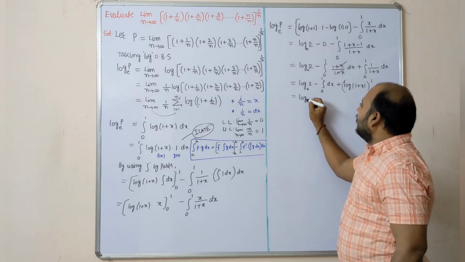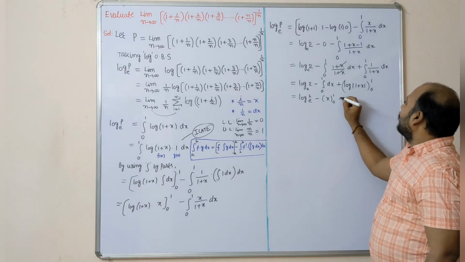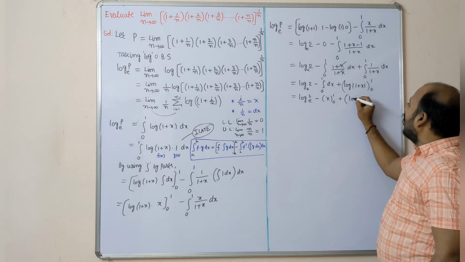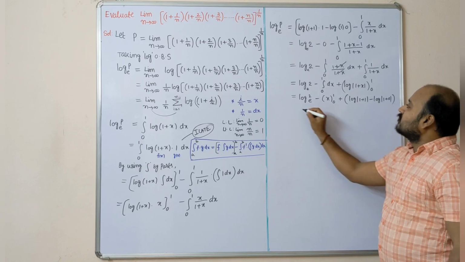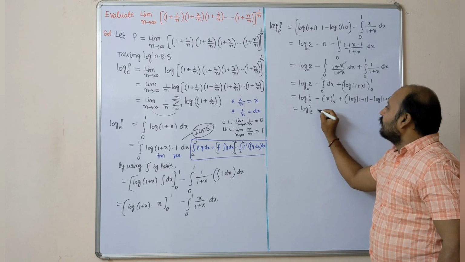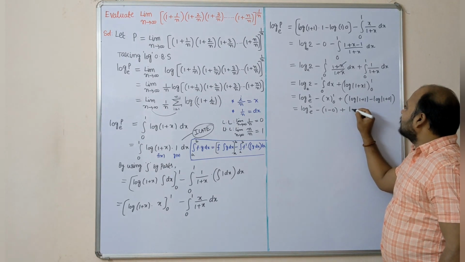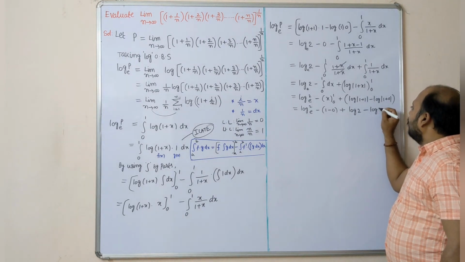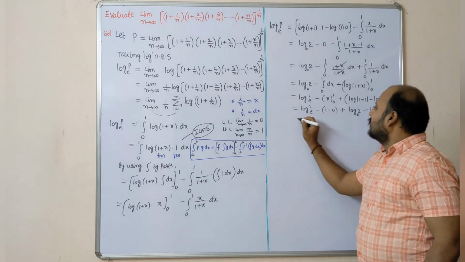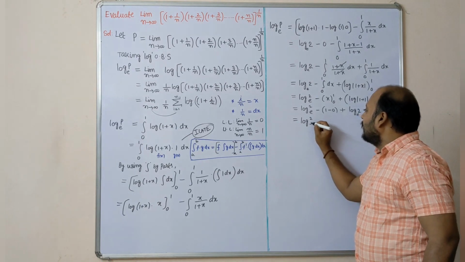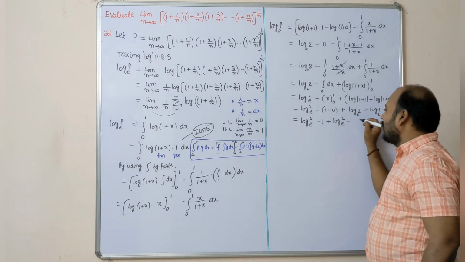So log 2 to the base e minus integral dx is x, applying the limit 0 to 1, plus in place of x the upper limit 1, so log of 1 plus 1 minus log of 1 plus 0. So this is equal to log 2 to the base e minus upper limit minus lower limit, 1 minus 0, plus log 2 minus log 1. Log 2 means log 2 to the base e, log 1 means log 1 to the base e. So that is equal to log 2 to the base e minus 1 plus log 2 to the base e minus log 1. Log 1 means 0.